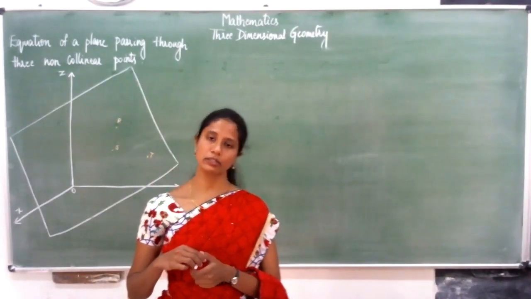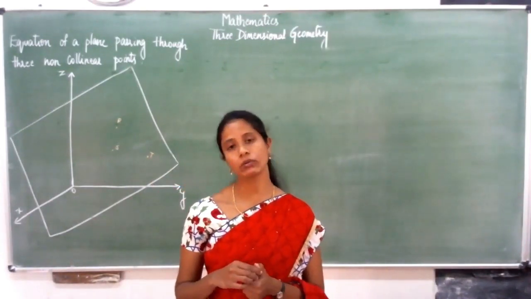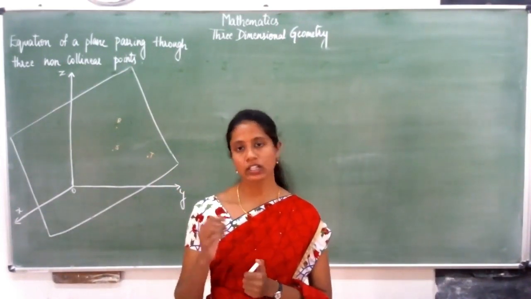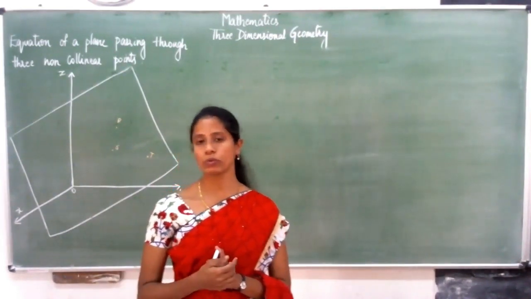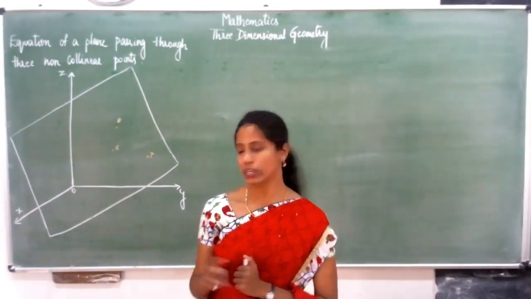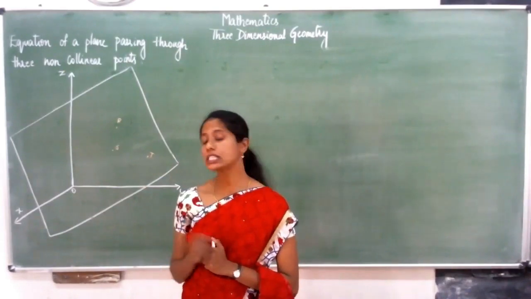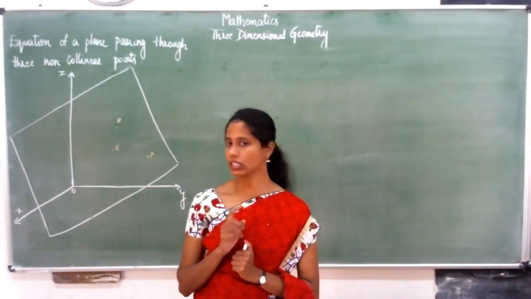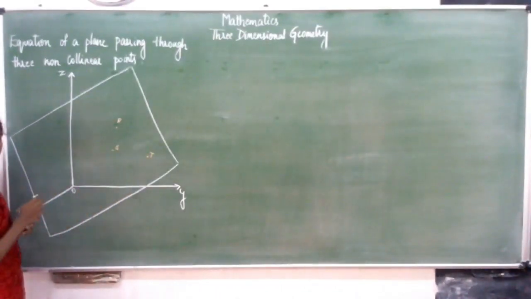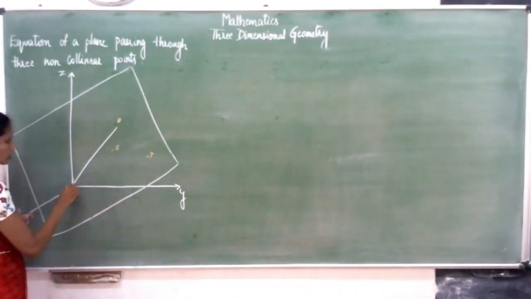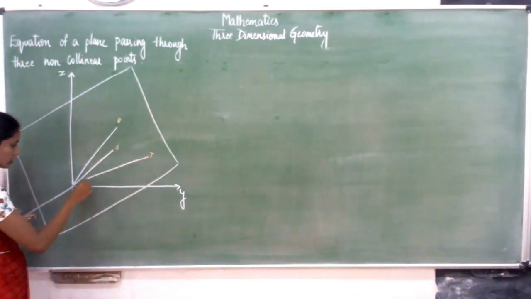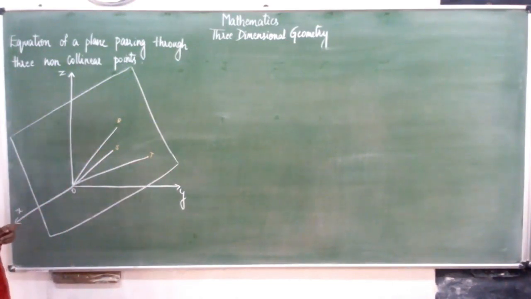Hello students, in today's class, let us first derive the equation of the plane passing through three non-collinear points. Here, non-collinear points means those points which are not lying on the same line. So we are considering 3 points on the plane and these 3 points are not lying on the same line. Okay, so we have considered 3 points R, S and T. And you can see all the 3 points are not lying on the same line.